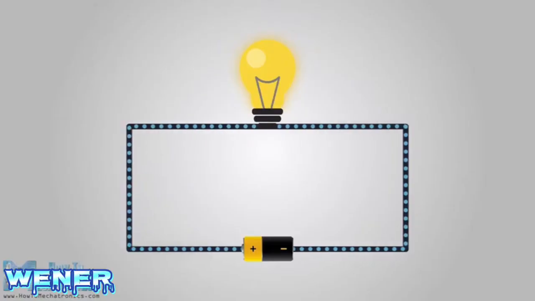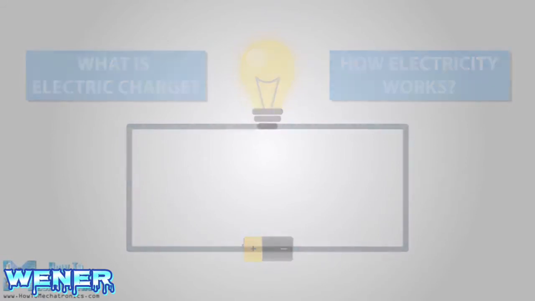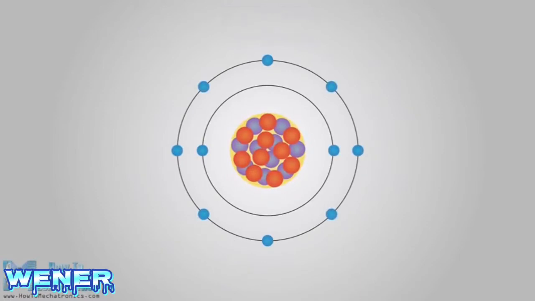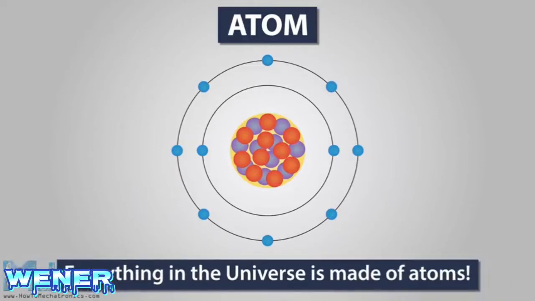In this video, we will learn what electric charge is and how electricity works. To understand electricity, we need to start with the atom. Matter is made of atoms. We are made of atoms. Everything in the universe is made of atoms.